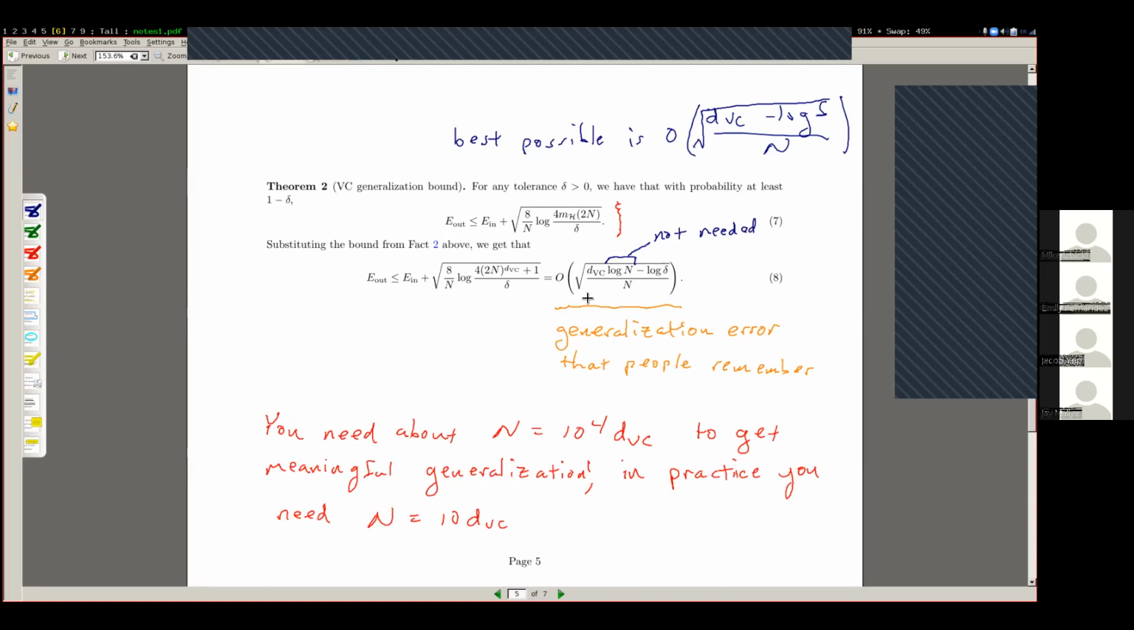The book's version includes this log n because the proof of the best possible version is incredibly technical. Even the proof with the log n is roughly 20-ish pages inside the chapter of the textbook, plus another 20 pages in the appendix. The proof of the version up here is about twice as long and twice as technical. And when I say this is the best possible, I mean that this bound applies for all possible data distributions, and there exists some data distribution where you can't do any better than this bound.